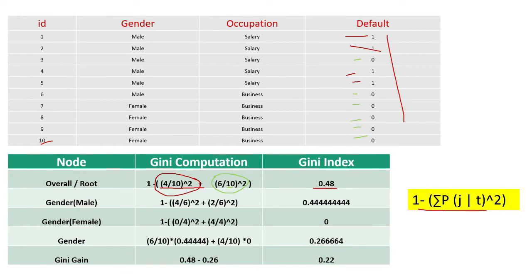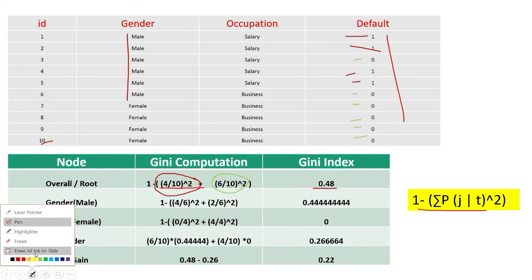So I will take an example of gender here. You see that we have a column gender, and in this gender, if you pay attention, these 6 records are my males, and let me take this color, these 4 records are my females, and I want to calculate the Gini for this. So we have a total of 6 males, and out of those 6 males, 4 have defaulted.